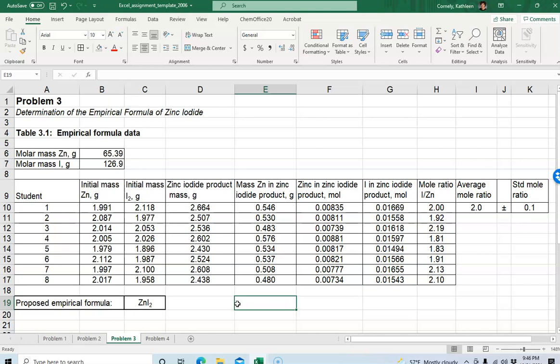So this was mostly how to use absolute references, but another few things thrown in here for Excel for good measure. So I hope this was helpful, and I will see you in lab.